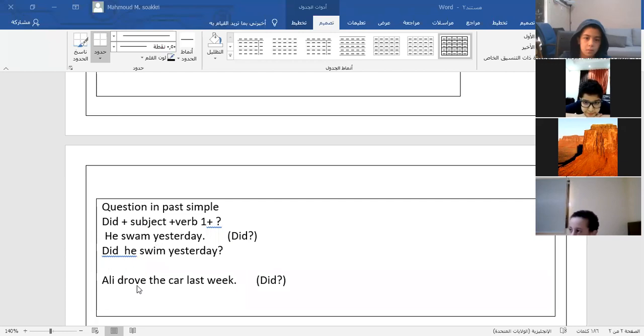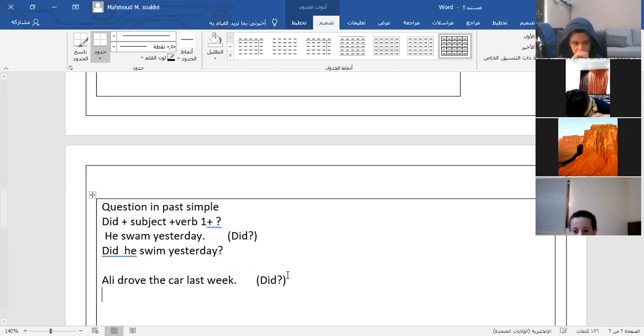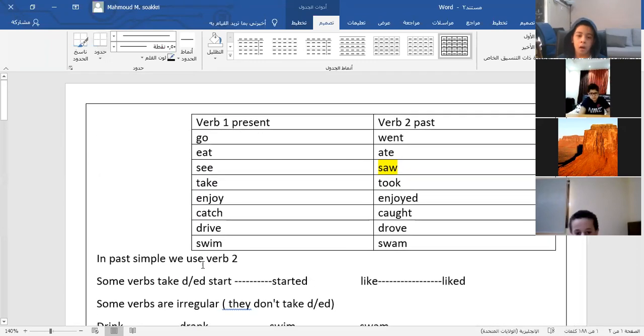Now we have this sentence. Ali drove the car last week. Now we want you to make a question starting with did. The first thing we write, did. After this, the subject. What is the subject here? Ali. Excellent. Well done, Qusay. The subject is Ali. So we say, did Ali. After this, we put the verb. But remember, we use verb one. Let's go to the table. Drove is verb two. Let's go to the table to see what is the verb one from drove. What is the verb one from drove?